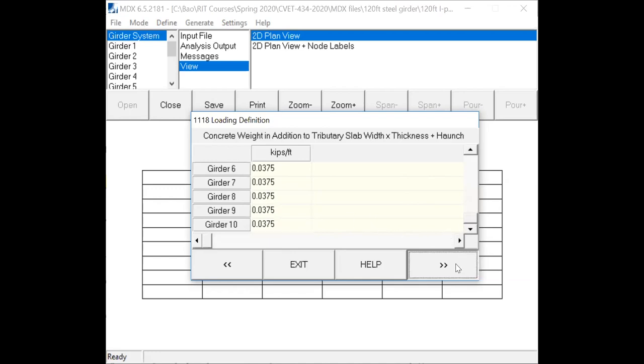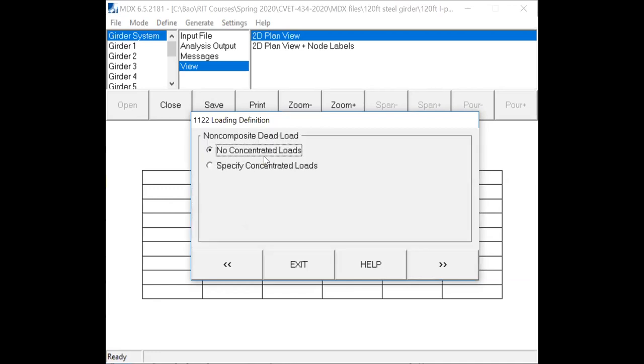Okay. Go to next. And non-composite dead load, no concentrated load. Okay, so we just did the uniform load. And then composite dead load, only specify distributed load. And distributed load, composite dead load, is specified uniform load by girder. Okay, by girder.